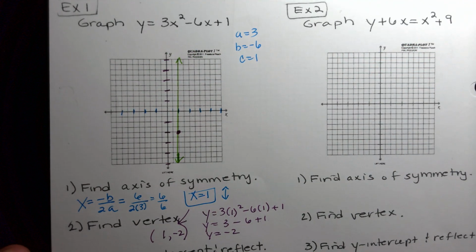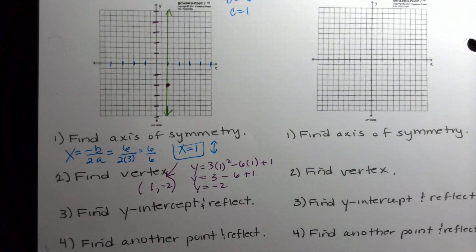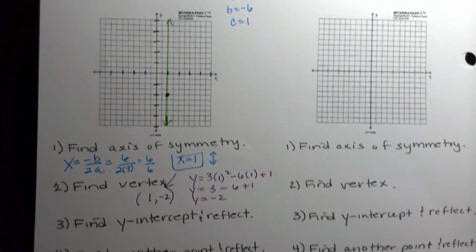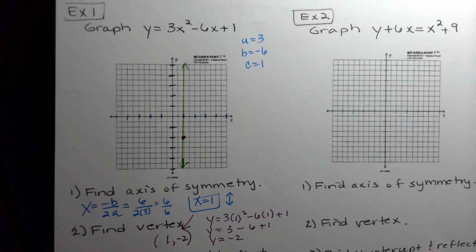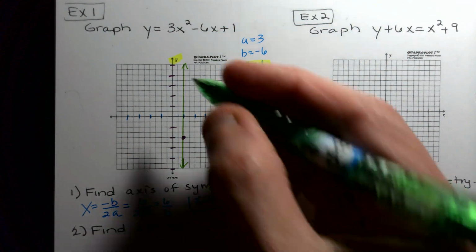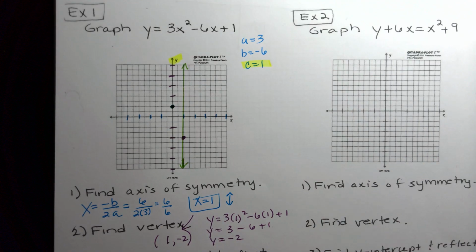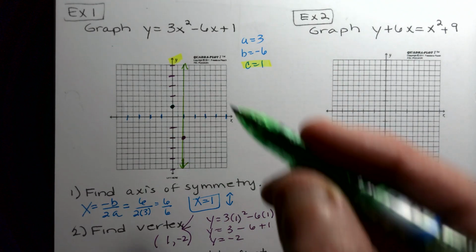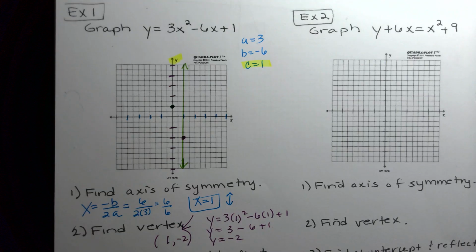The next step, as you see, is to get the y-intercept and then reflect it. Well, the y-intercept is already up here. Where is it? Right there. C equals 1. That is my y-intercept. So go ahead and put that on there. Find your y and put a point at 1. Okay, that is my y-intercept.